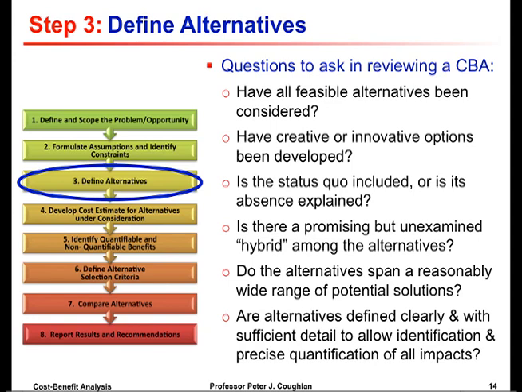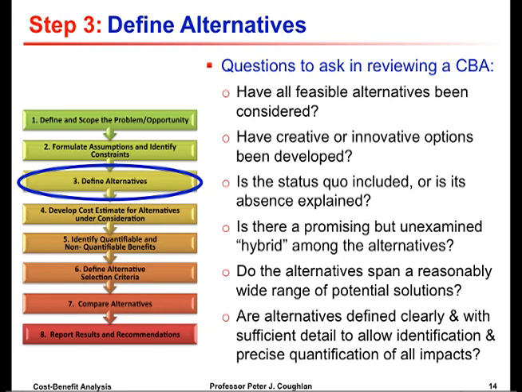Right. Because sometimes it's a fair question to ask, right? Have you looked at all feasible alternatives? But understand that truthfully there might be an infinite number of feasible alternatives. But have a fair number of all reasonable alternatives been explored and a broad range of them as opposed to only select alternatives that are relatively similar? Have creative or innovative options been developed?